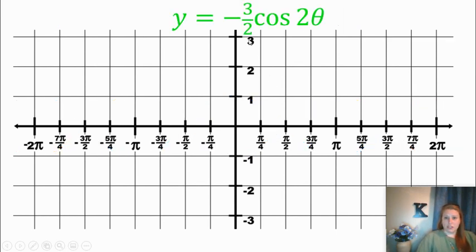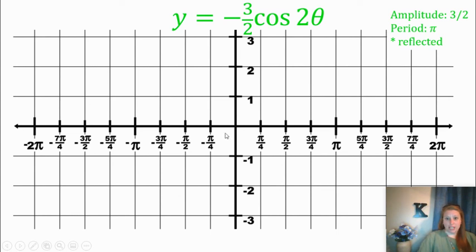All right, so what if we have all 3 transformations happening here? Let's take a look at what's happening. I've got a negative, so that tells me my graph is going to be reflected. I have 3 halves in front of the cosine, so this tells me my amplitude is going to be 1.5. And then I have a 2 here in front of the theta, which means there are 2 cycles in 2 pi, or the period length is pi. So let's put all of that information here.